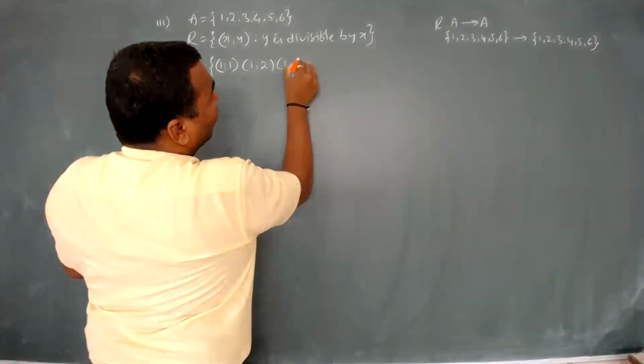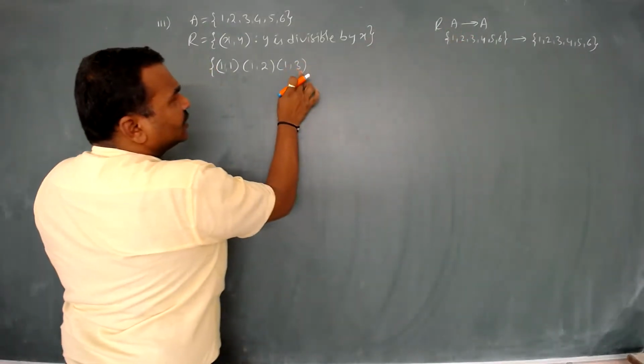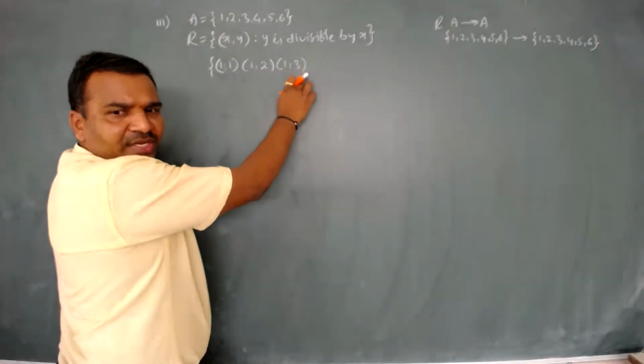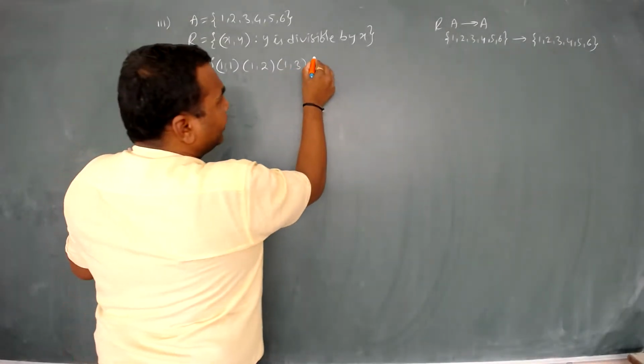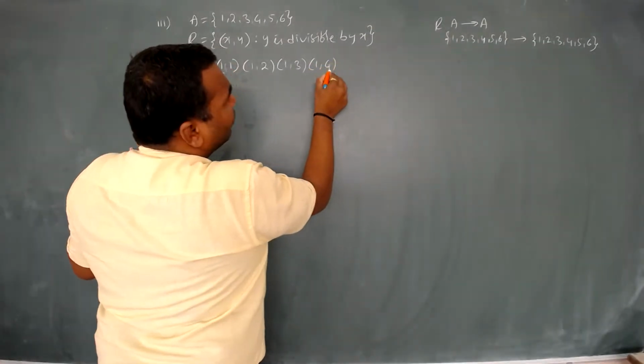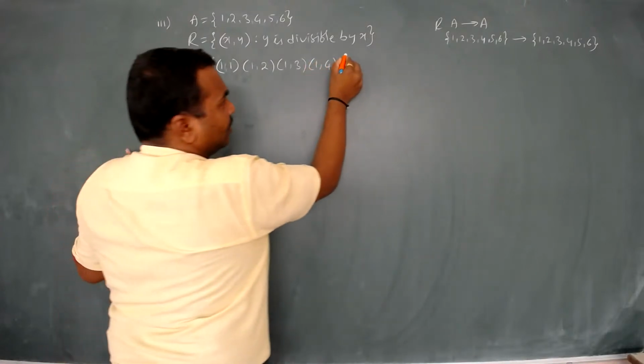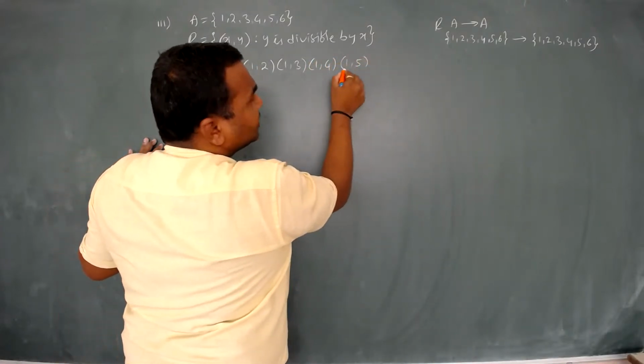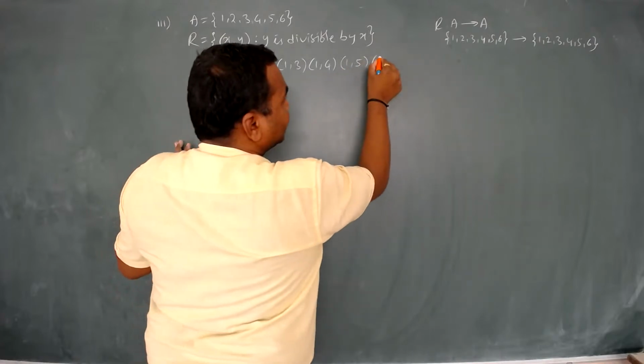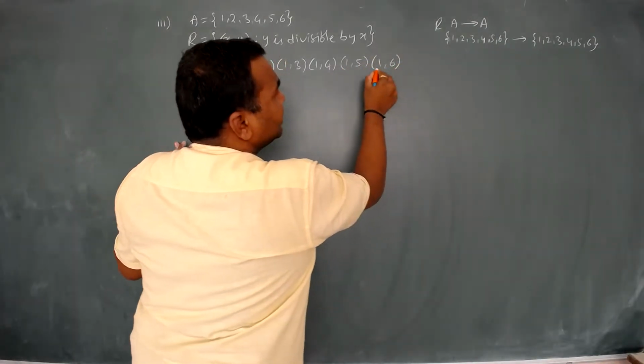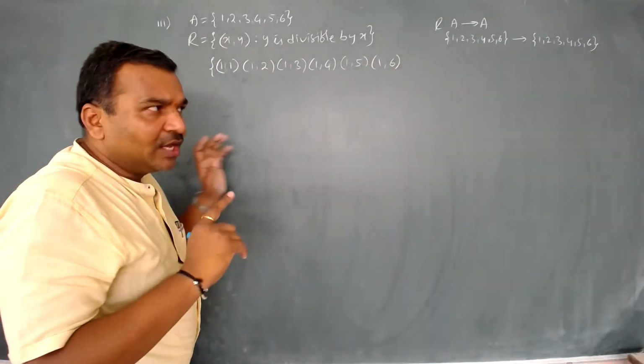Next, go for (1,3). 3 is divisible by 1. Correct. It is possible. Next, (1,4). 4 is divisible by 1. Correct. (1,5). 5 is divisible by 1. Correct. Next, (1,6). 6 is divisible by 1. It is also correct. That covers the combinations with 1.